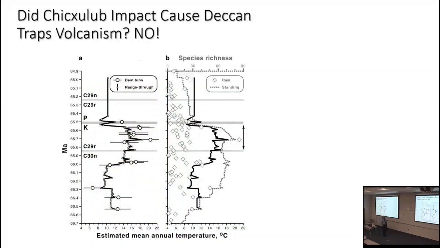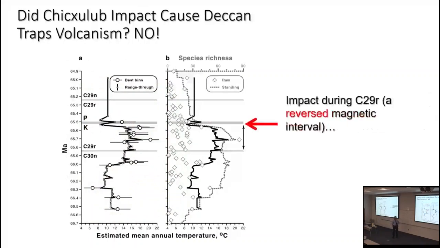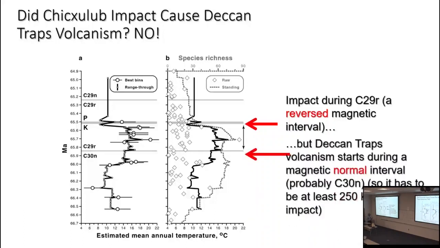As I mentioned before, we know the impact occurs during a reversed magnetic time, what's called C29R. So the R's are reversed. But Deccan Traps volcanism starts during a magnetic normal interval, which is at least 250,000 years beforehand. And it turns out with the radiometric dating, it's even older than that for the Deccan Traps. Not much, but older. So the Deccan Traps volcanism was already a thing in play.